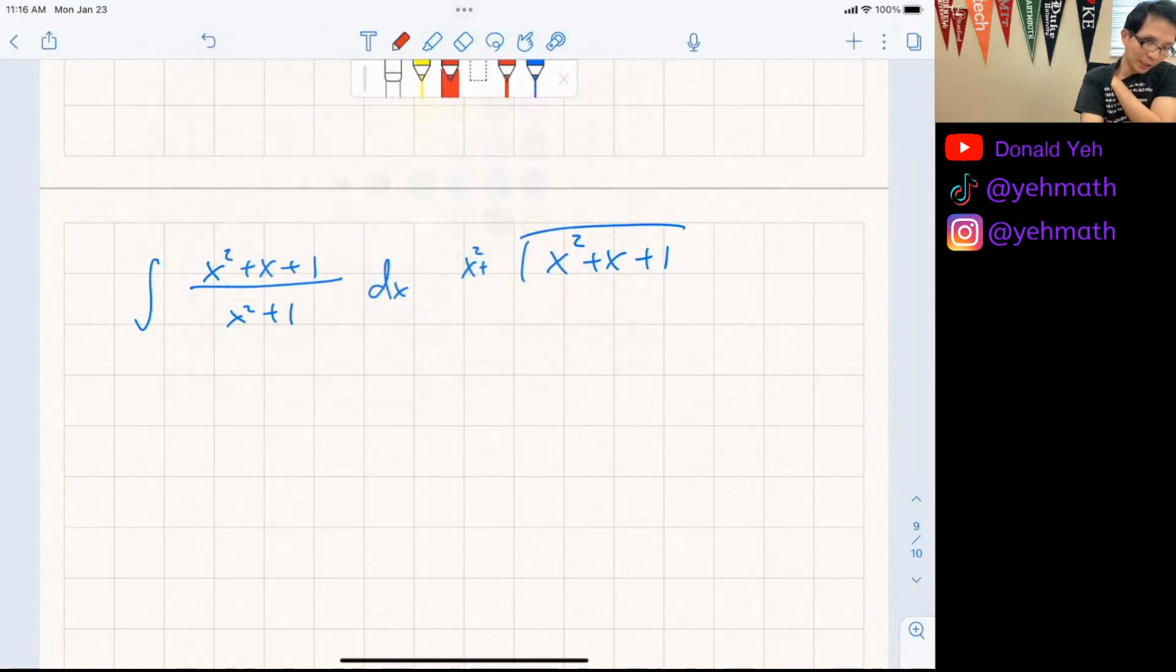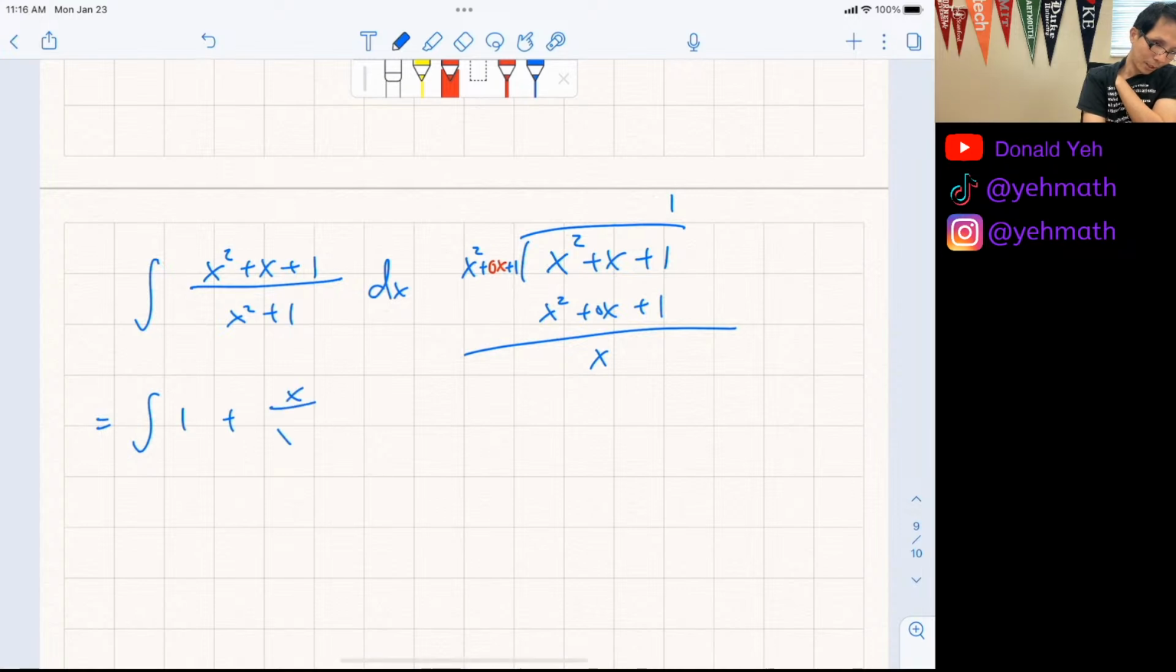Now, what I'm gonna do is give you a placeholder here, because the thing is skipping a term, like x squared plus one. There was no 0x, so I write down a placeholder: x squared plus 0x plus 1 here, and that's equal to x. So that way I can change this to 1 plus x over x squared plus 1.